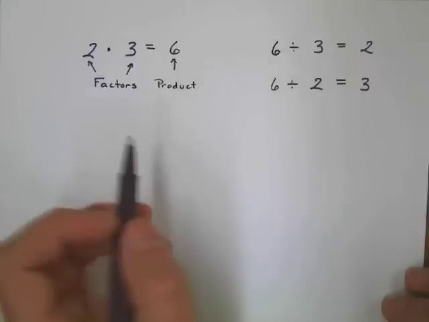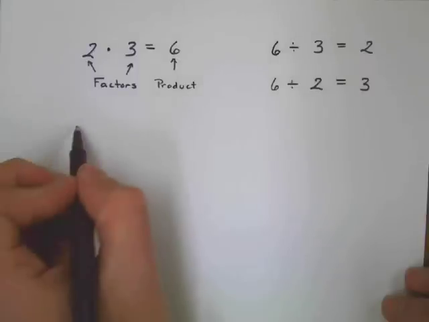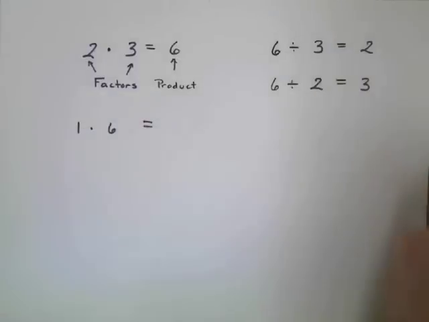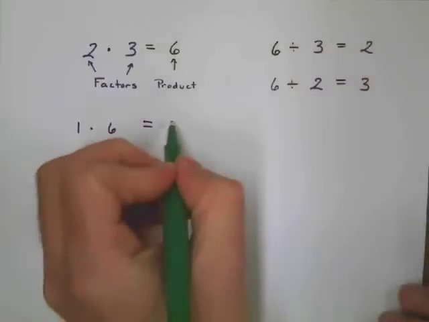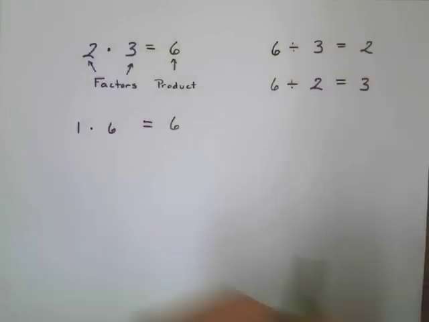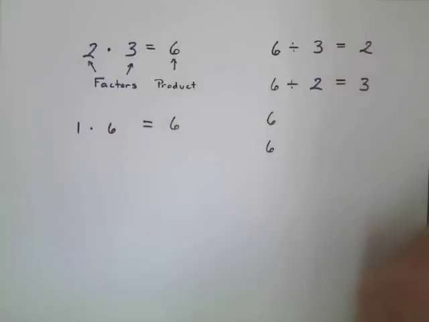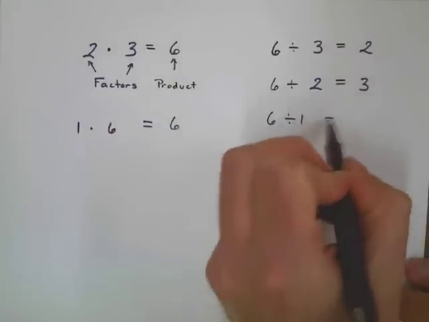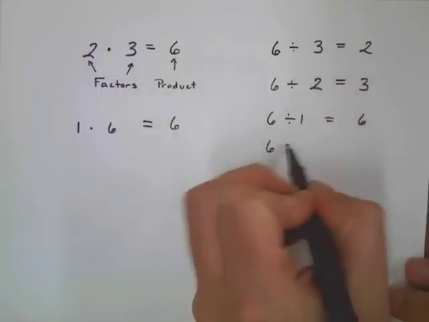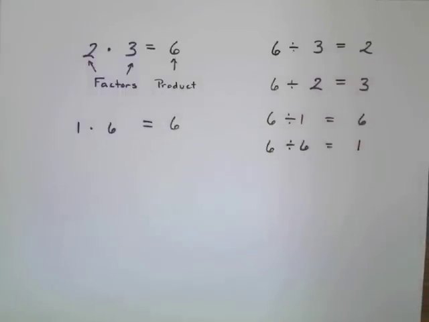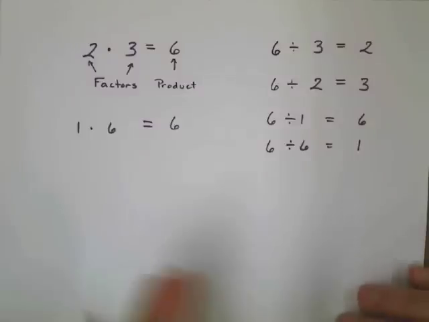Now those aren't the only factors of 6. 1 times 6 would also be factors of 6. And in the same way, we could say 6 divided by 1 is 6, and 6 divided by 6 is 1. So there can be multiple factors for a product. Let's take a look at a specific one.